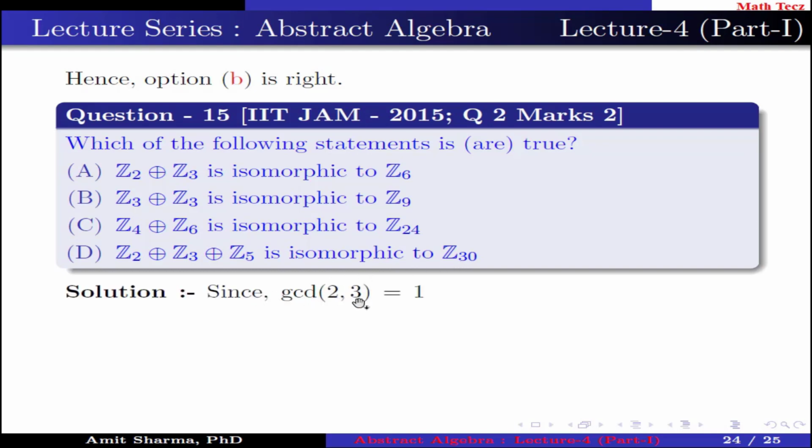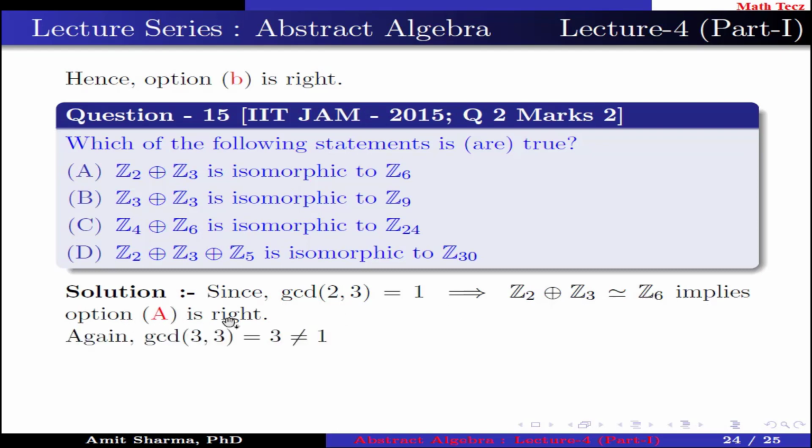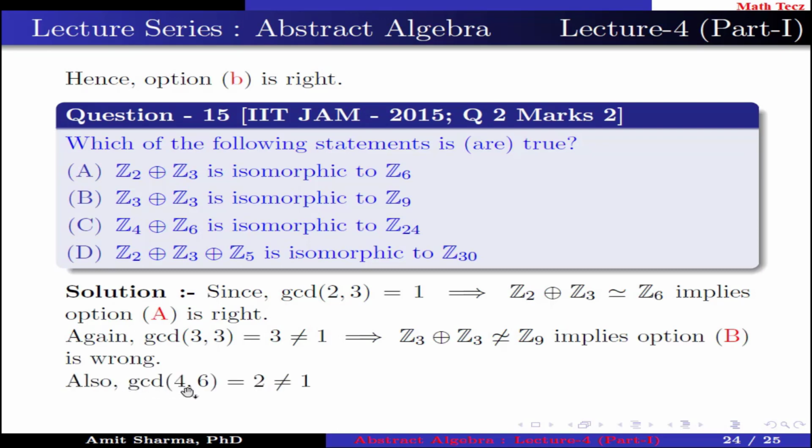Since GCD of 2, 3 is 1, implies Z2 direct product Z3 is isomorphic to Z6, implies option A is right. Again, GCD of 3, 3 is 3, which is not equal to 1, implies Z3 direct product Z3 is not isomorphic to Z9, implies option B is wrong. Also, GCD of 4, 6 is 2, which is not equal to 1, implies Z4 direct product Z6 is not isomorphic to Z24, implies option C is wrong.